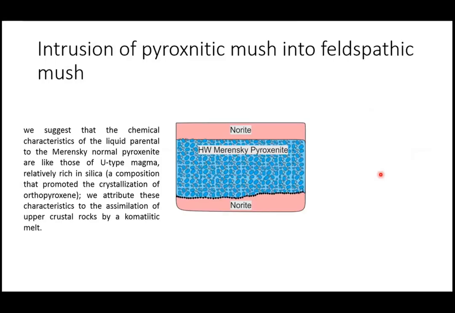I would say that these are all evidence of a single instantaneous intrusion of pyroxenite mush into the feldspathic mush. We suggest that we had a noritic mush and then a pyroxenitic cell with orthopyroxene. Chromite flooring upon the noritic mush bisected the norite into two separate portions. And this chromite probably segregated from the orthopyroxene in the kinetic signal.